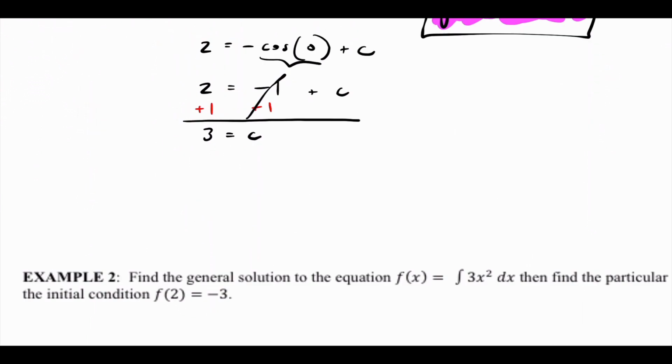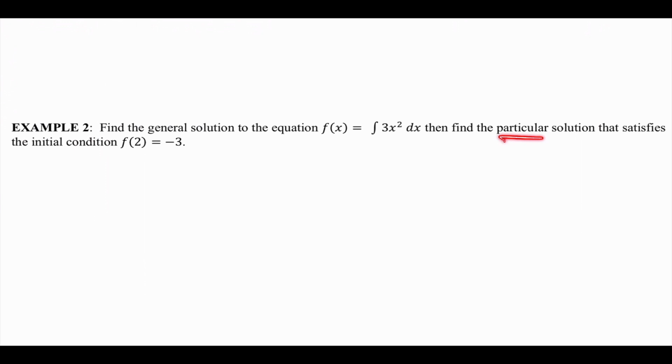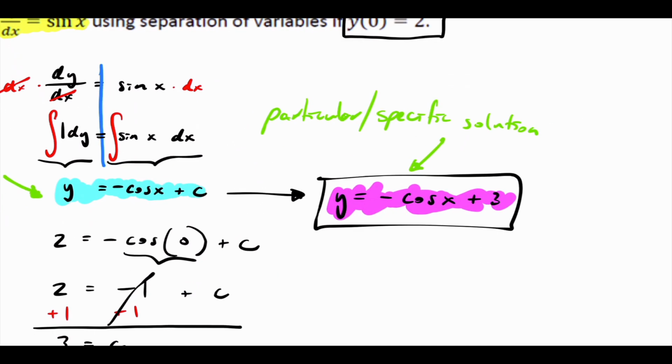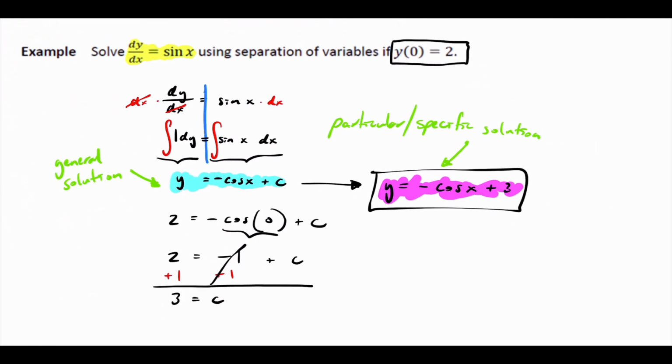All right, so let's try another one. Sorry, particular. Sometimes they call it particular solution too. Specific, particular, kind of the same thing. Sometimes they call it a particular solution. It's more specific. Okay, so example number 2. They want both. They want the general and the particular.